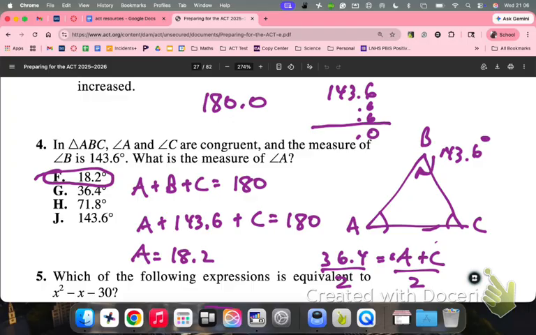If it doesn't, you can just remember that 180 degrees is the sum of all the angles in a triangle, all the interior angles in a triangle. And if we subtract away this 143.6 and then divide the remainder by 2, since they're congruent, we're going to get 18.2 as our answer. That is A. Nice work.